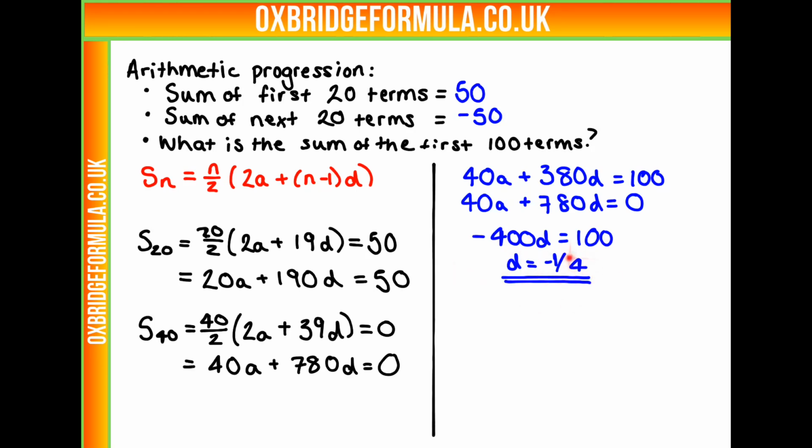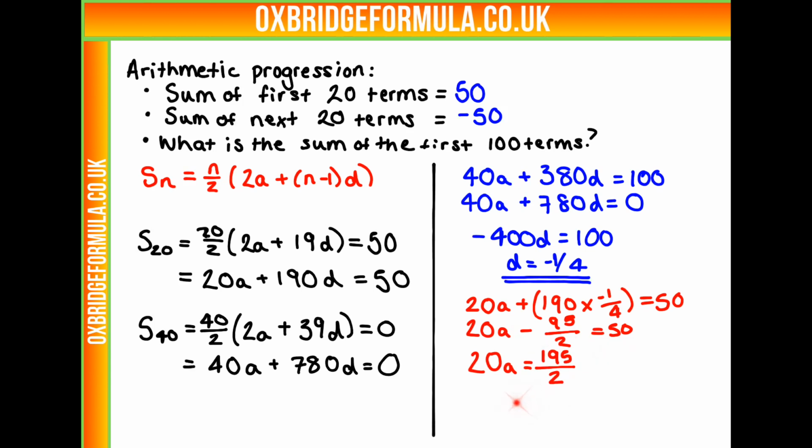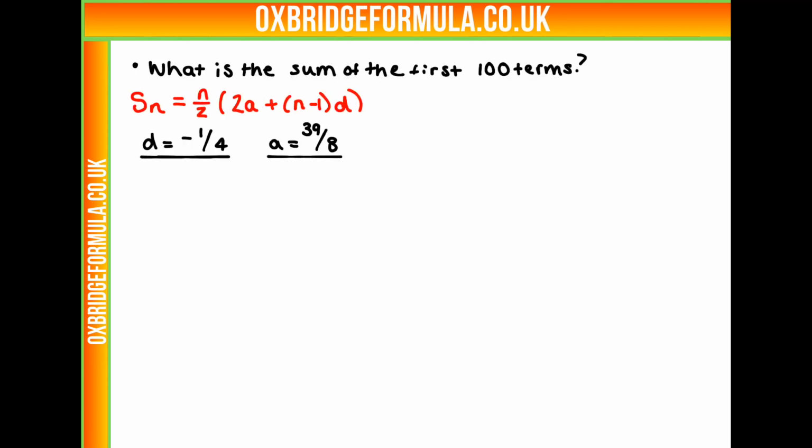And now we can substitute this in to one of our equations to get what a is. So, for example, we've got 20a plus 190 times minus 1 over 4, that equals 50. 20a equals 95 over 2. And we can simplify that around. 20a equals 195 over 2. And then divide it by 20 to get a equals 39 over 8. So now we have our two variables, d and a.